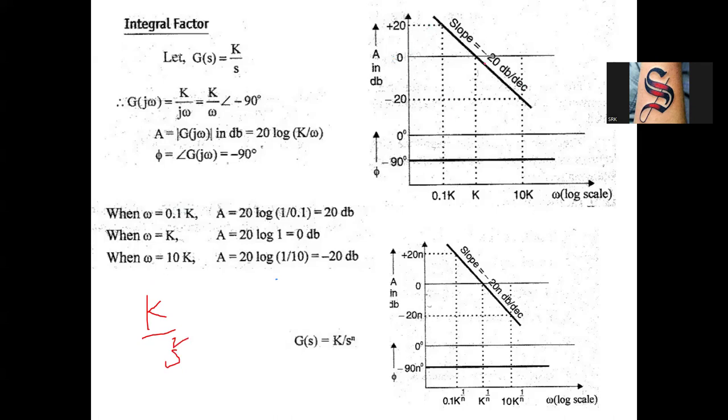Then what is the slope change? Already it is an integral factor, and for an integral factor it is minus 20 decibels per decade. But here, how many times do you have it? Two times. That means the slope change is minus 20 into 2, so minus 40 decibels per decade, for an integral factor if the factor is k by s square.